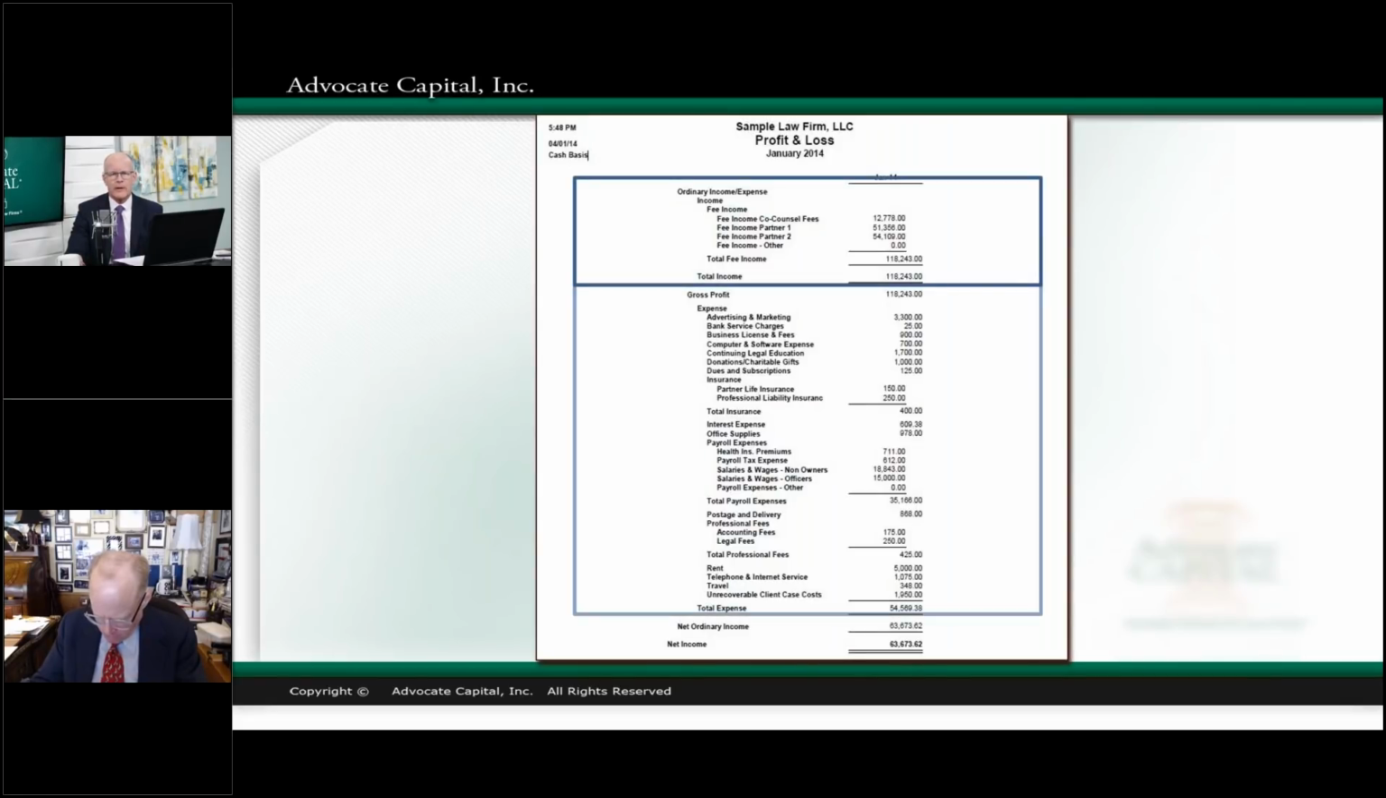This is a typical format of an income statement out of QuickBooks for a plaintiff law firm. You'll see income at the top, then the expenses, and then the profit at the bottom.